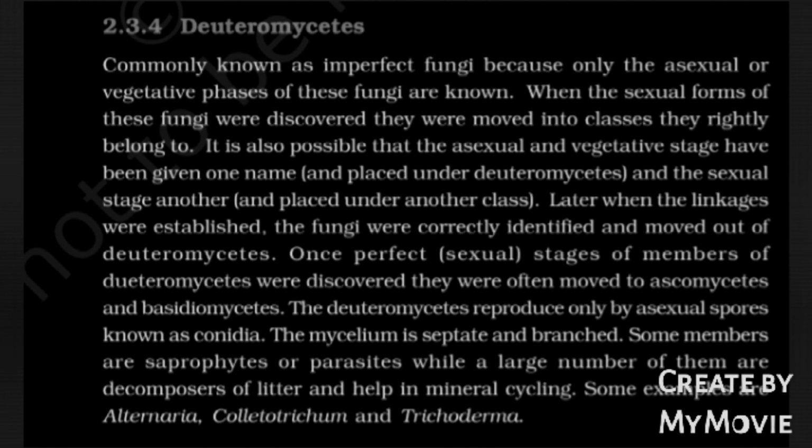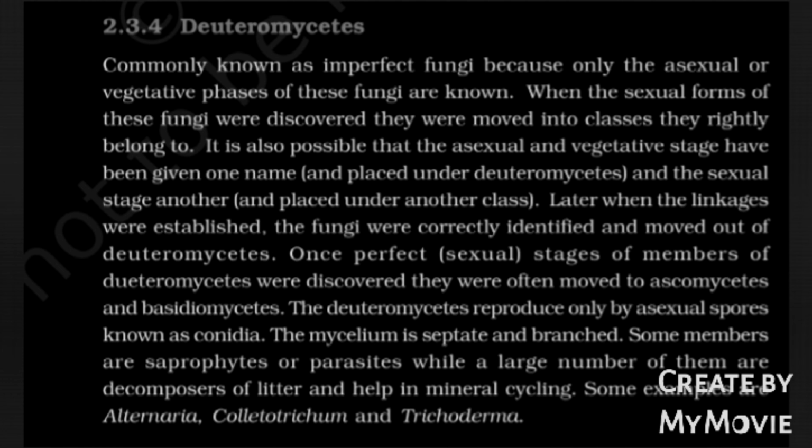Deuteromycetes, commonly known as imperfect fungi, because only the asexual or vegetative phases of these fungi are known. When the sexual forms of these fungi were discovered, they were moved into classes they rightly belong to. It is also possible that the asexual and vegetative states have been given one name and placed under Deuteromycetes, and the sexual states another and placed under another class. Later, when the linkages were established, the fungi were correctly identified and moved out of Deuteromycetes. Once perfect or sexual stages of members of Deuteromycetes were discovered, they were often moved to Ascomycetes and Basidiomycetes.